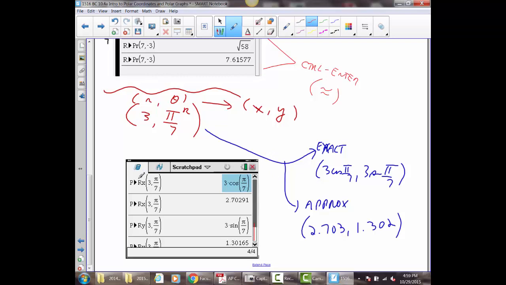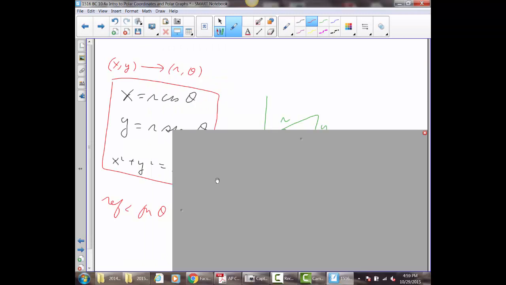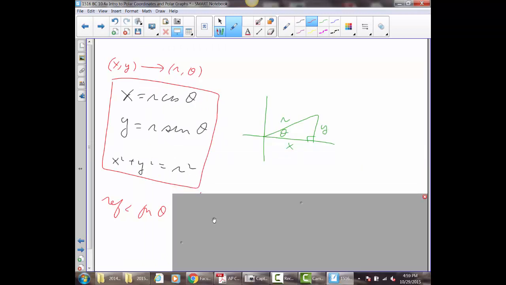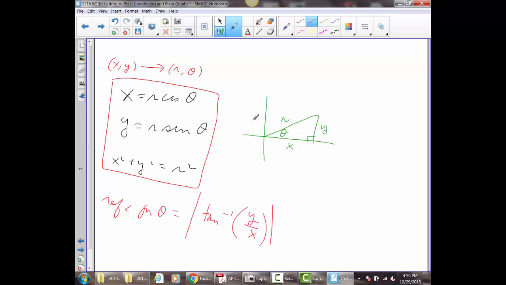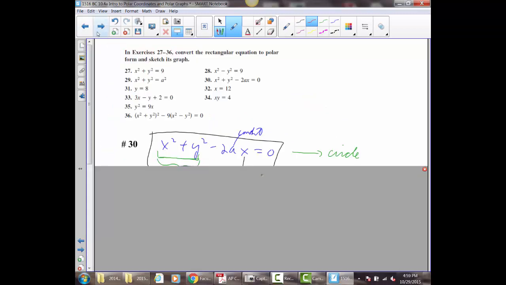Okay, and here's the other direction: polar going to rectangular x, polar going to rectangular y. So the coordinates of the point would be 2.703, 1.302. Okay, so once again, x equals r cosine theta, y equals r sine theta, x squared plus y squared equals r squared. If you forget any of this, you can always recreate it by drawing this picture, and the reference angle for theta is the inverse tan.